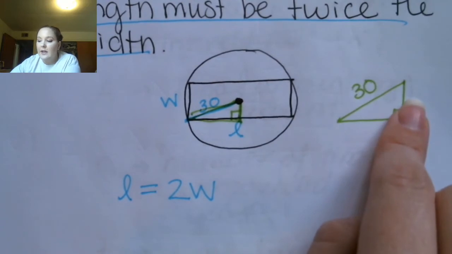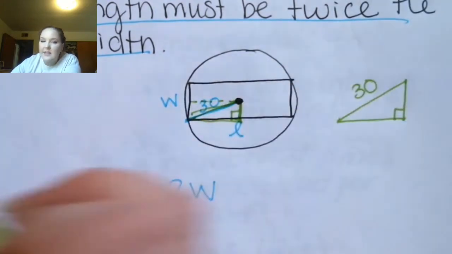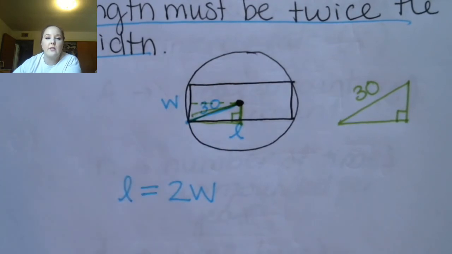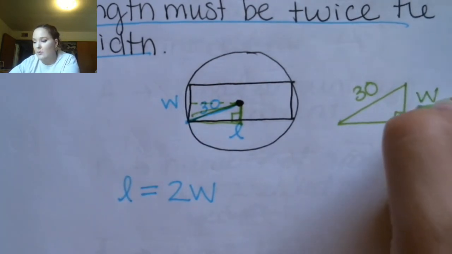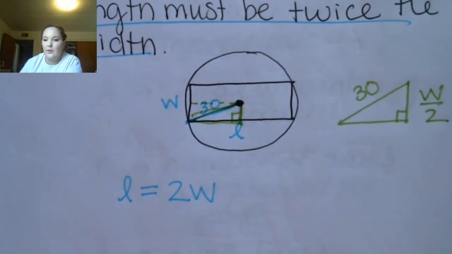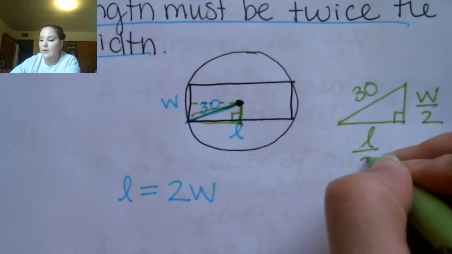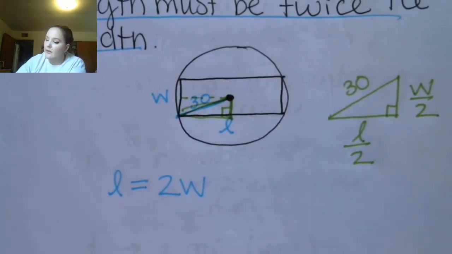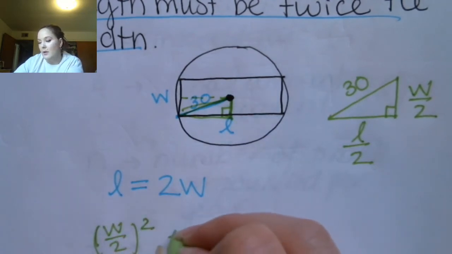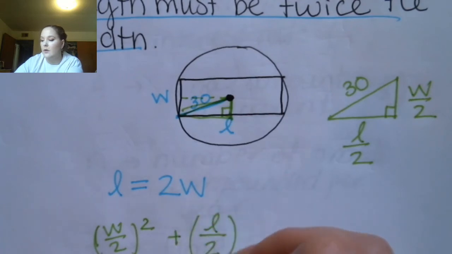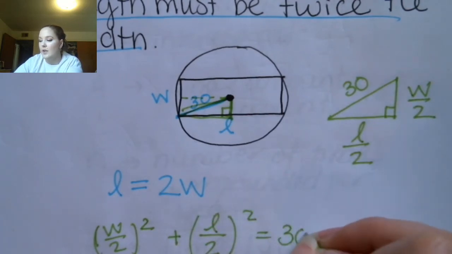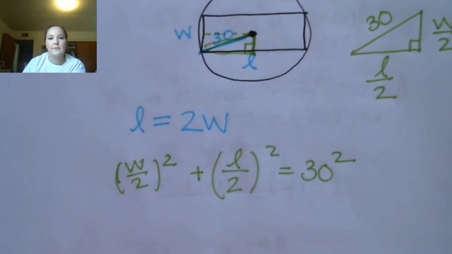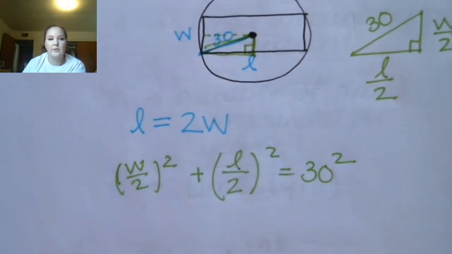This side, if you look, is going to be exactly half the length of the rectangle, so this is going to be W over 2. And this part is going to be half the length, so this will be L over 2. I'm going to relate these using the Pythagorean Theorem. So W over 2 squared plus L over 2 squared equals 30 squared. That's coming from this right triangle using the Pythagorean Theorem.